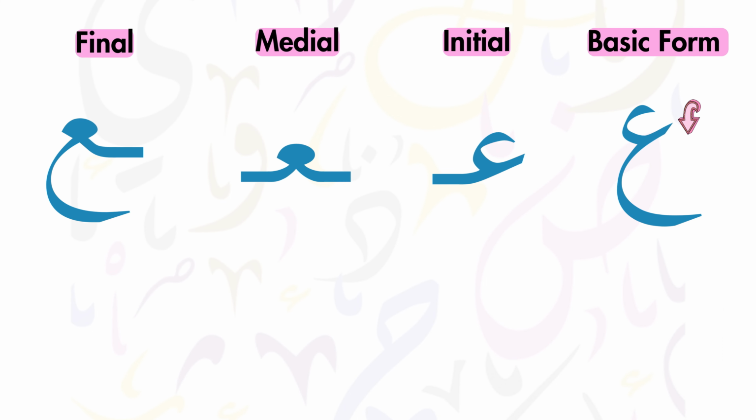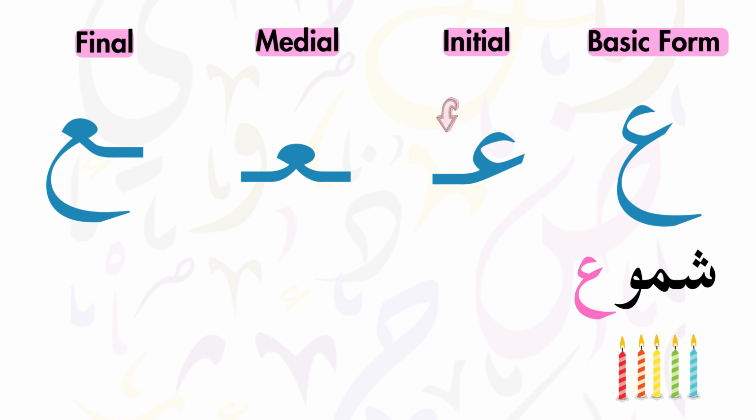The basic form, which is detached from any of the letters, like in the word شموع, which means candles. Then I have the initial form, which is starting the word and it has only one hand from the left, like in the word عين, which means an eye.